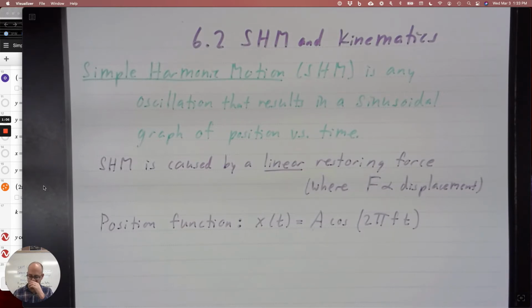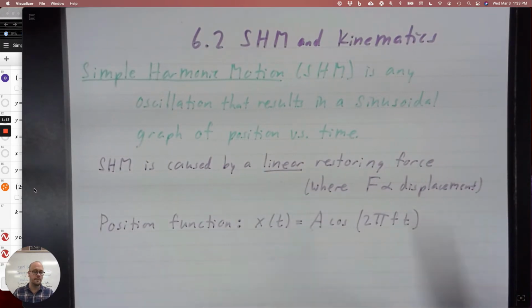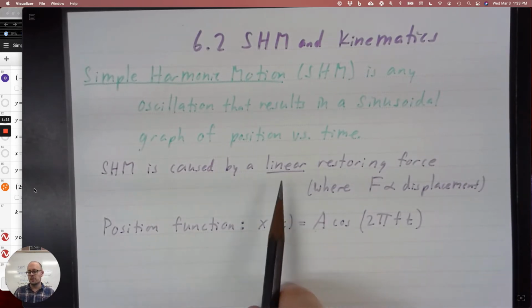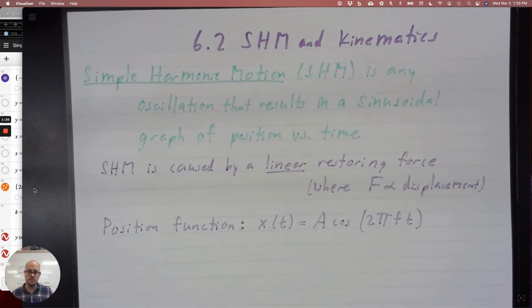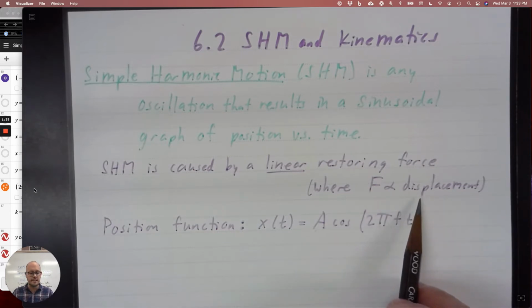The thing that makes something a simple harmonic oscillator is that the restoring force on the oscillator is linear. It does not mean that it's in a straight line, because if you think about a pendulum, the pendulum swings in an arc that's basically like a section of a circle. So linear doesn't refer to the motion of the object, it refers to the relationship between the force and the displacement of the oscillator. So there is a linear relationship between the restoring force and the displacement of the object.